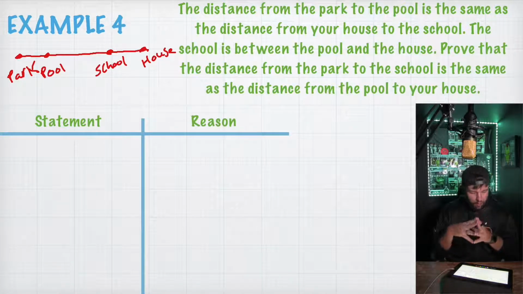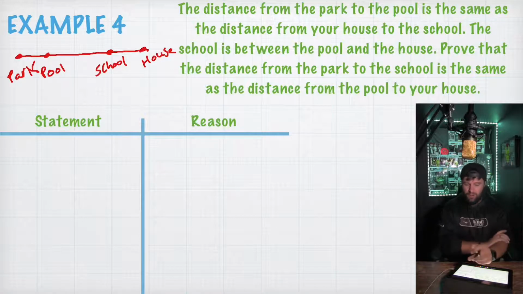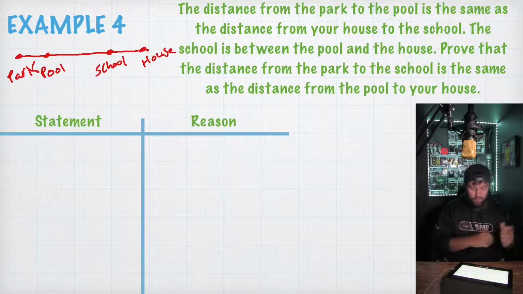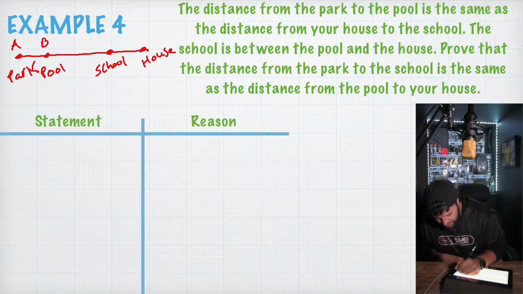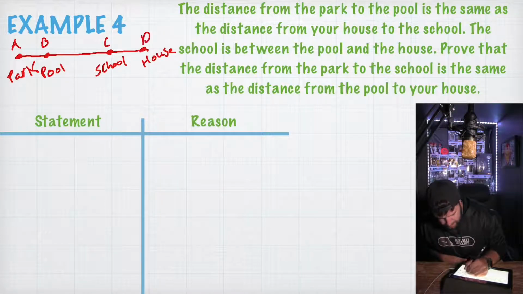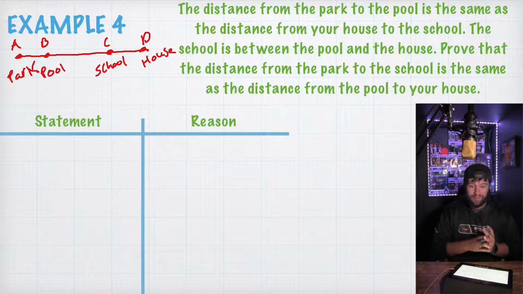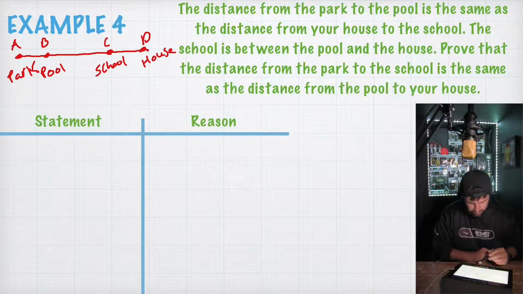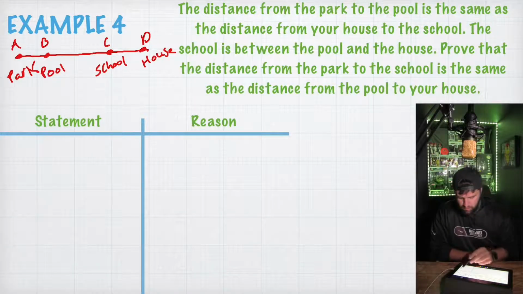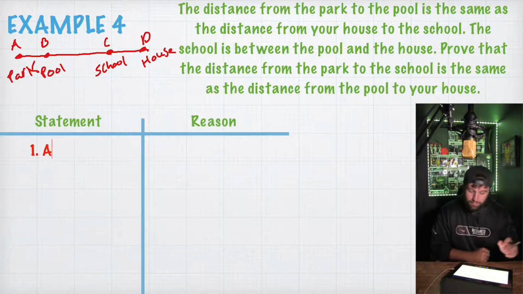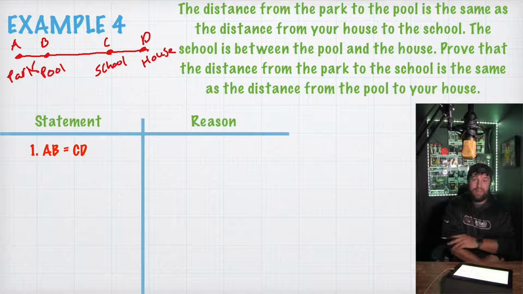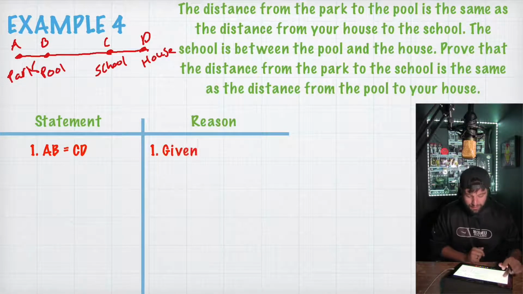Okay, so next, to make this easier so you don't have to keep writing the full words like park, pool, school, house, we're going to assign them letters. This is going to be A, this is going to be B, this is going to be C, and it's going to be D. And here you can see we're just going to start messing with segment lengths. The given information is the distance from the park to the pool is the same as the distance from your house to the school. So AB equals CD, right? Park, pool, school, house. We'll write that down, and the reason is that it's directly given.